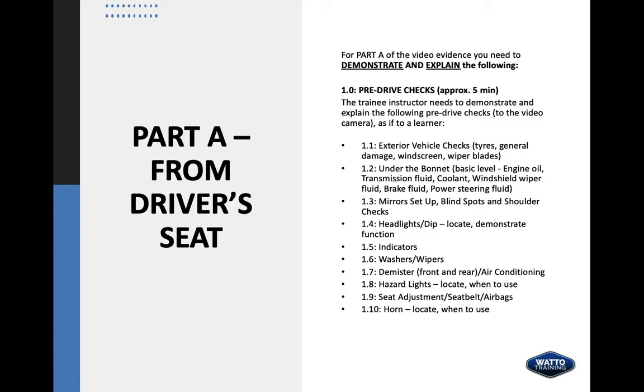1.3, mirror setup, blind spots and shoulder checks. 1.4, hazard lights, dip, locate, demonstrate and function. 1.5, where the indicators are and how they function. 1.6, washers and wipers. 1.7, demister, front, rear, and air conditioning. 1.8, hazard lights. 1.9, seat adjustment. 1.10, horn. The order is not specific. It does not have to specifically be in that order. It just has to be logically presented.